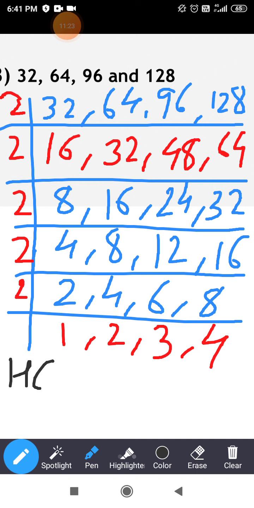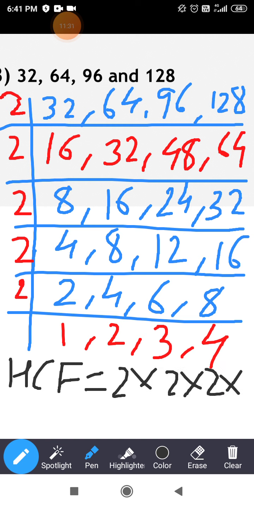I will multiply all the 2's which I have got on the left side. So 2 into 2 into 2 into 2 into 2. How many 2's are there? Let's count: 1, 2, 3, 4, 5 twos are there. 5 twos we have to multiply. Okay, so 2 twos are 4, 4 twos are 8, 8 twos are 16, 16 twos are 32. Again I'm showing: 2 twos are 4, 4 twos are 8, 8 twos are 16, 16 twos are 32. So my HCF is 32.